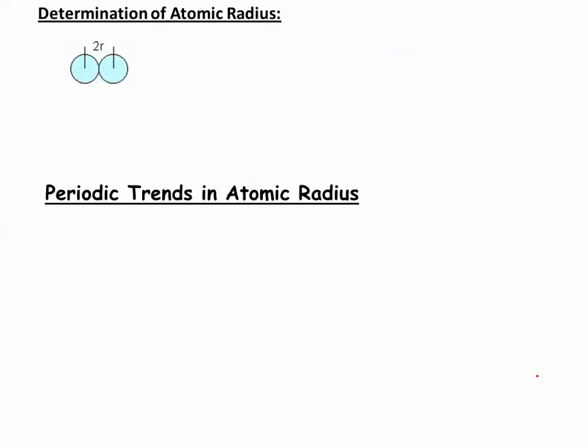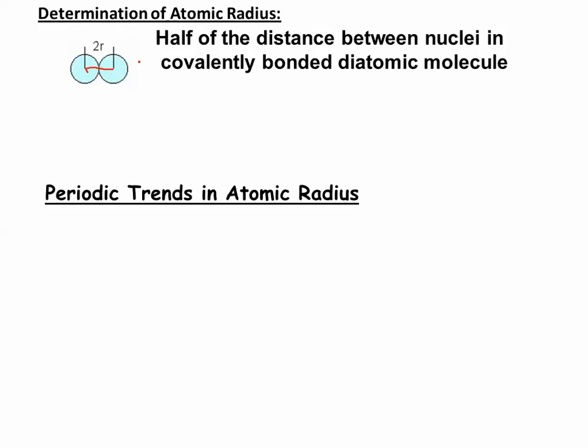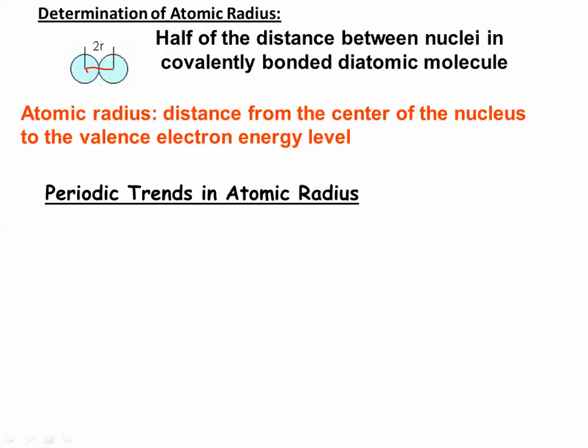So the first trend we're going to talk about is atomic radius. And atomic radius is determined by basically measuring the distance between the center of two adjacent atoms, and then you just divide it in two to get the radius. But for us, really, all we want to think about is this right here, all right? So atomic radius is the distance from the center of the nucleus to the valence electron energy level. So from the center of the nucleus to the outside edge of the electron cloud.